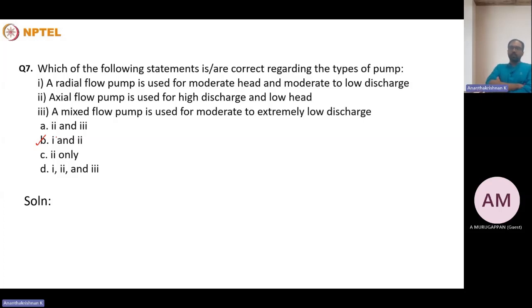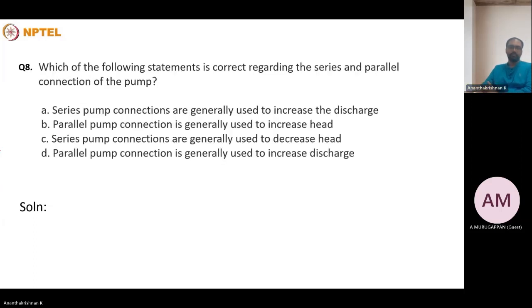Which of the following statements is or is not correct regarding the types of pump? A radial flow pump is used for moderate head and moderate to low discharge. Yes, that is right. An axial flow pump is used for high discharge and low head. Yes, that is also right. A mixed flow pump is used for moderate to extremely low discharge. That is wrong. A mixed flow pump will provide a better discharge at a better head. Though its discharge will be lower than that of an axial flow pump, it will be higher than that of the radial flow pump. So option B is the right answer. 1 and 2 are right. Now we can move to the next problem.